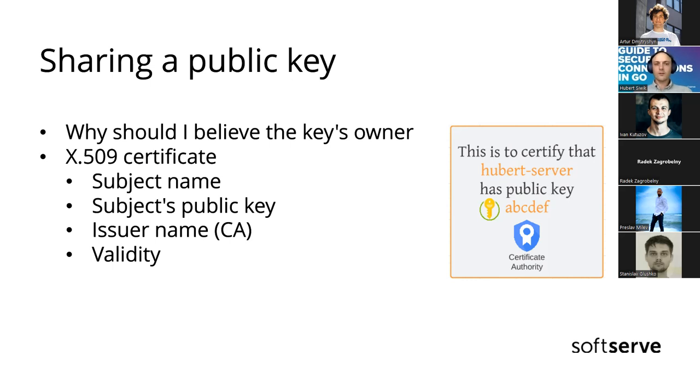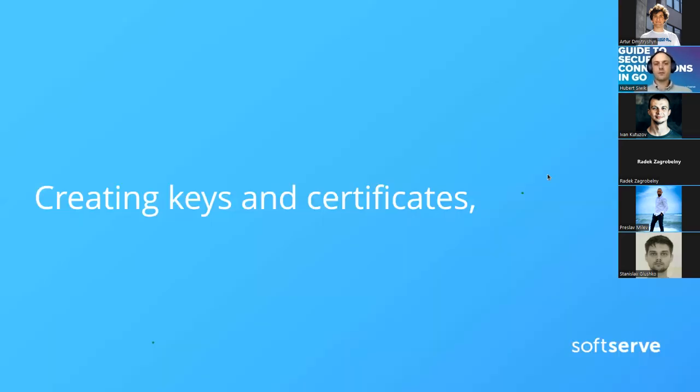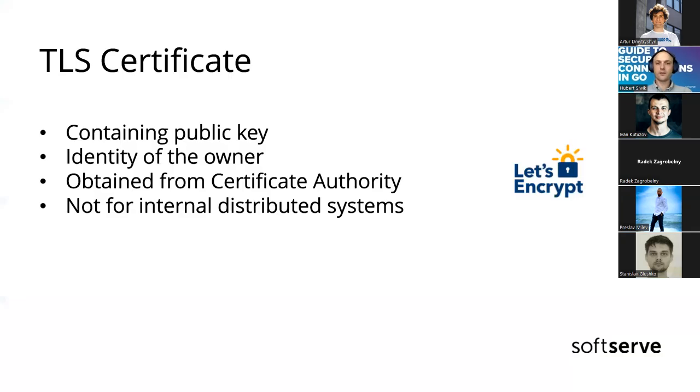Okay, so let's continue. As I mentioned, we have the well-known X.509 standard, and this standard passes some useful information to the parties exchanging information. It contains a subject, the owner name, and the public key shared freely among different users. It contains the issuer name, in other words, the certificate authority that issued the certificate, and some validity information like expires at, valid from, etc. So we talked a bit about theory, and let's go to the first operation of creating keys and certificates.